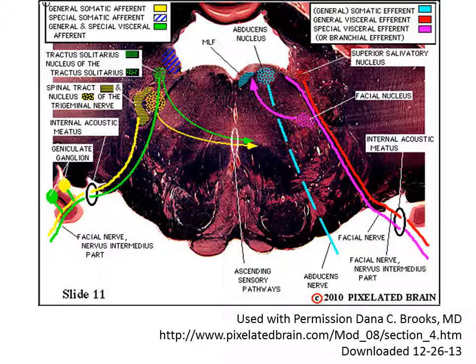Now, those internuclear neurons cross to the other side. So if they were in the left abducens nucleus, which is the one that's colored in here, those internuclear neurons would cross over to the medial longitudinal fasciculus over on the right side. The one that's shown is the left one, but they're going to go over to the one on the right and then ascend up into our mesencephalon in order to synapse with the motor neurons to the medial rectus muscle in the oculomotor nerve.